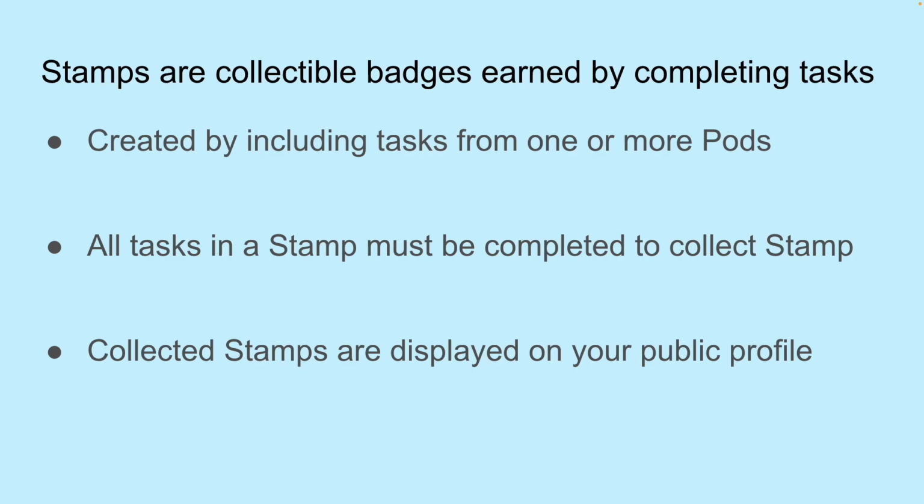Similar to the pod, the stamp is another core entity in the social aspect of Bet. As the name suggests, stamps are collectible badges and they are earned by completing sets of tasks. A stamp can include tasks from one or more pods, and all tasks in the stamp must be completed for a user to collect the stamp. The collected stamps are then displayed on the user's public profile page for others to see.